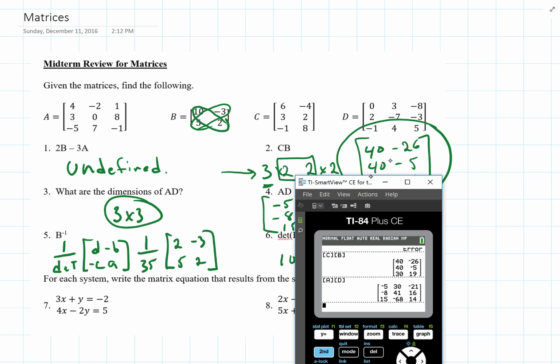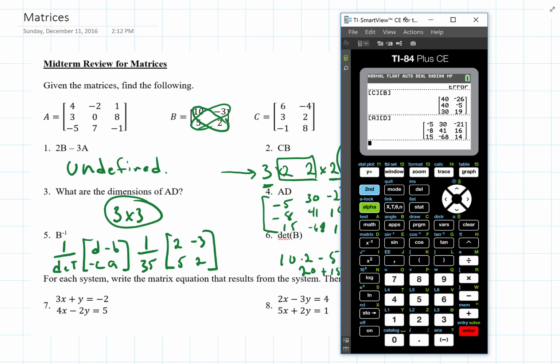And we could go ahead and do that scalar multiplication, but we're going to double check our answer with the calculator anyway. So we'll just do the inverse on the calculator. Second matrix B, and then we'll press the inverse key. B inverse.